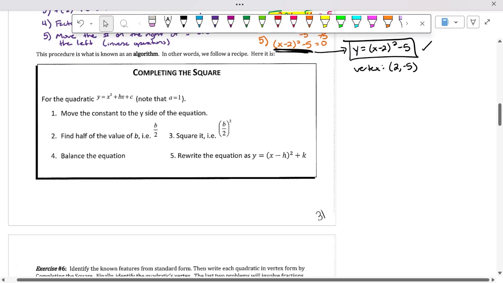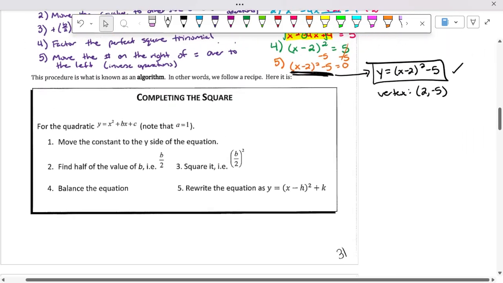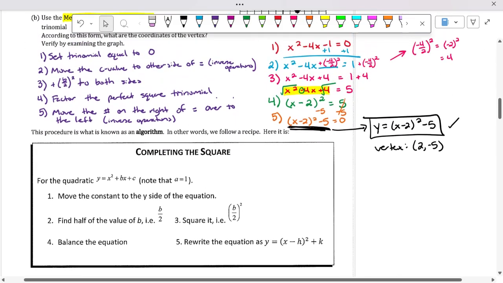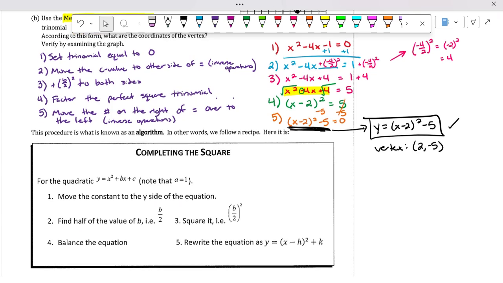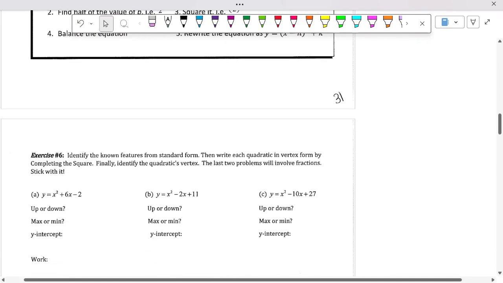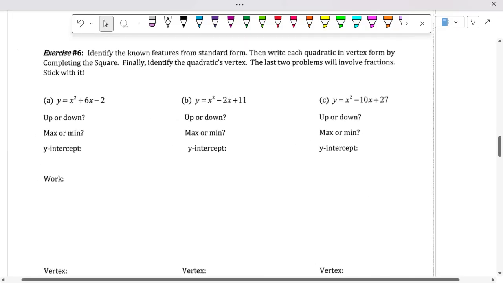All right. Now this square right here is just the steps again. You can either follow mine or follow these. They're pretty much the exact same. I think mine is just a little bit more, I don't want to say dumbed down, but a little more specific, I should say. All right. So let's try some more.